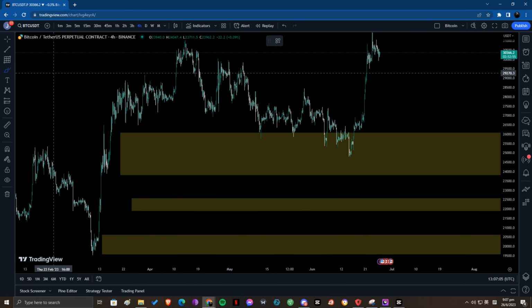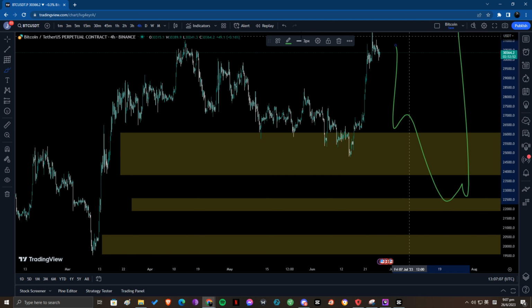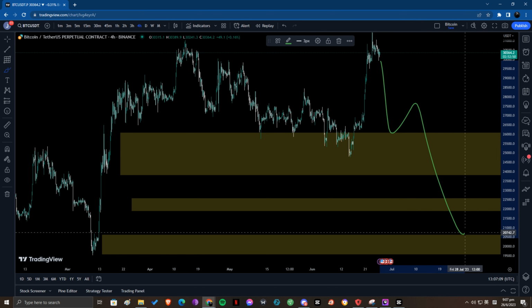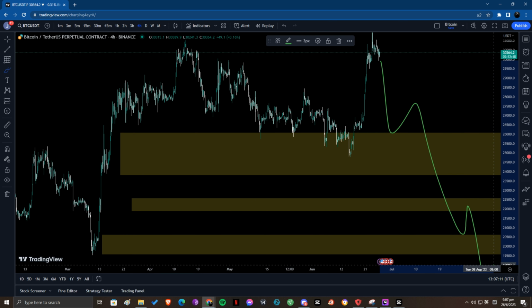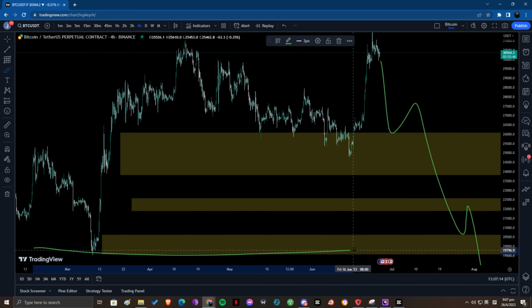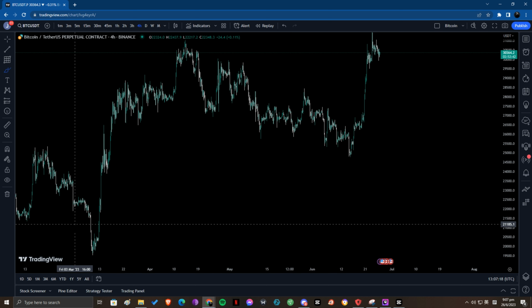Maybe in the future the price revisits this area and actually reacts. But if the price ever reaches here, it might react just a little bit and then continue to go down and break past this order block. Really quickly, it's just going to break past it because it's essentially useless.